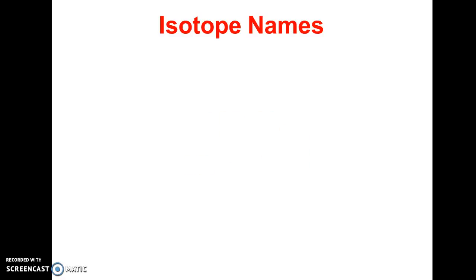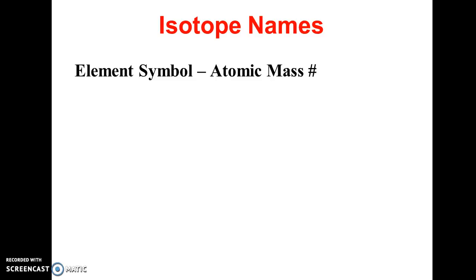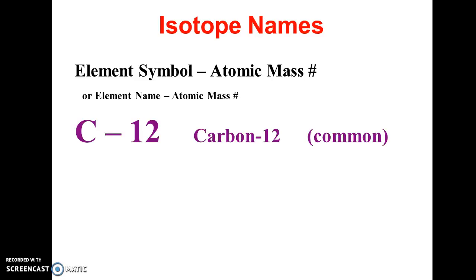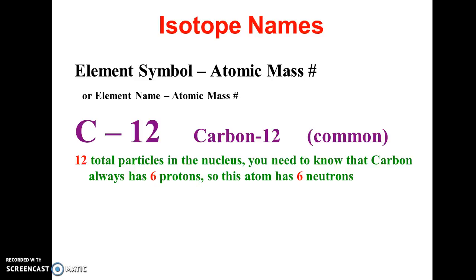The other way that we can refer to isotopes is using an isotope name. To name isotopes, we just use the element symbol, a dash, and then the atomic mass number. Sometimes we'll use the entire element name instead of the symbol, followed by the dash and then the atomic mass number. So it'll look something like this. For carbon, normal carbon atom, it's going to be C-12 or carbon-12. 12 total particles, 6 protons and 6 neutrons. You don't really need to know that it's 6 protons because if you look it up on the periodic table, anything with carbon is going to have 6 protons.